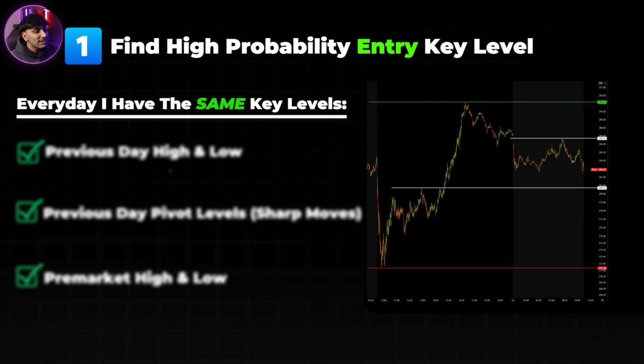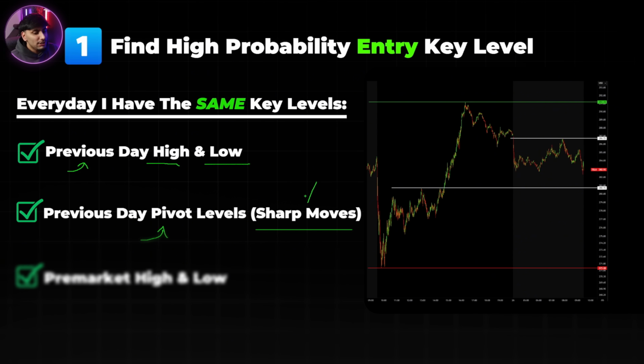So for me, every single day I draw the exact same key levels. This consists of the previous day high and low, the previous day pivot levels. These have to be sharp moves, and finally the pre-market high and pre-market low as well.